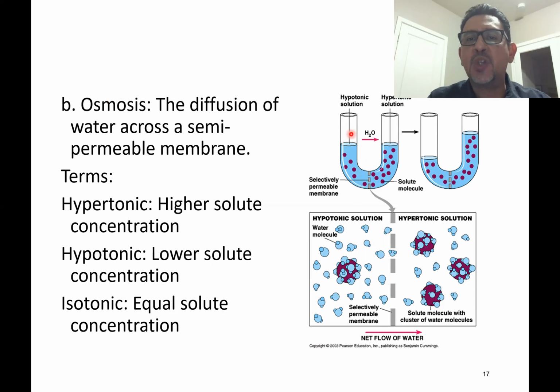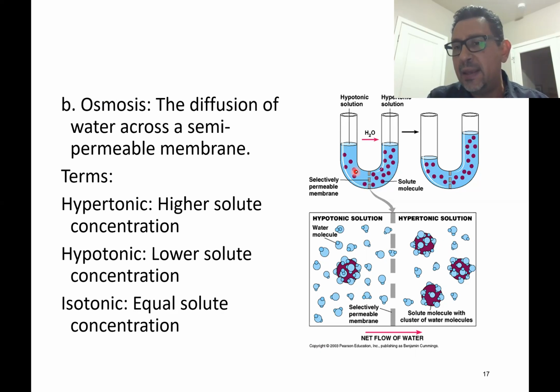As you look at this U-shaped tube, you're going to see that there are two solutions that are separated by a selectively permeable membrane. What is allowed to go from one side to the other is the water, represented here as light blue. But there are purple solute particles that cannot move through this plasma membrane.